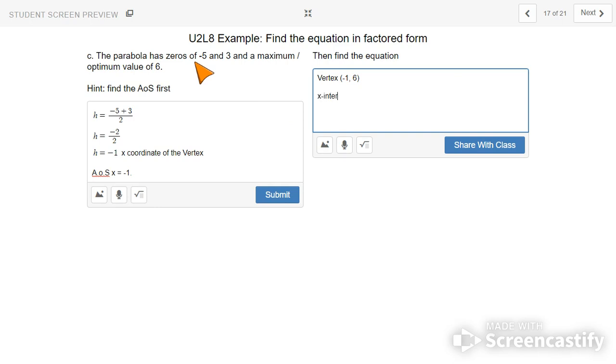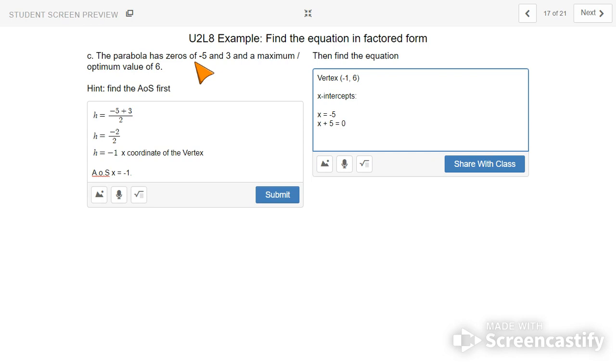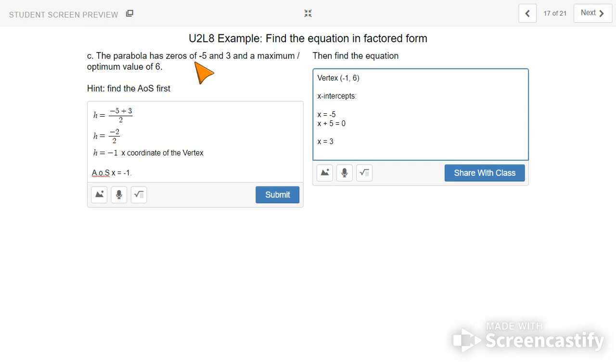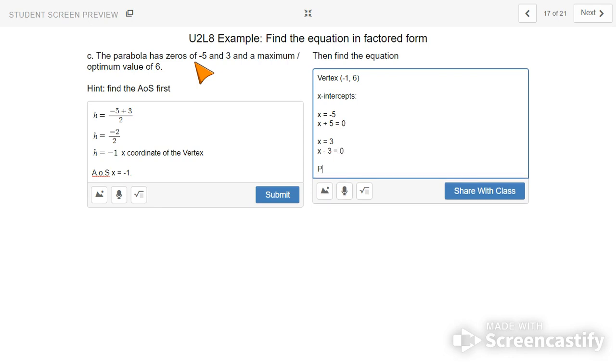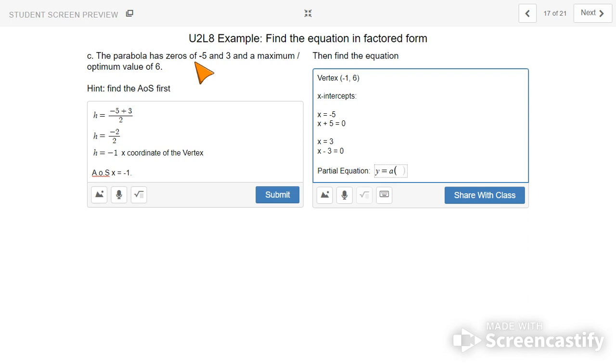As for the x-intercepts, we know that for one of them, x is equal to negative 5. So when we rearrange it, we have x plus 5, that's our one bracket. And for the second one, x is equal to 3, so x minus 3 is equal to 0. Our partial equation now: y is equal to a times (x plus 5)(x minus 3).